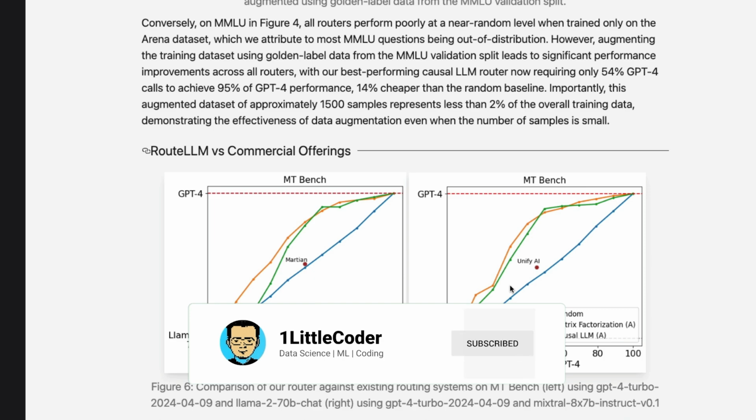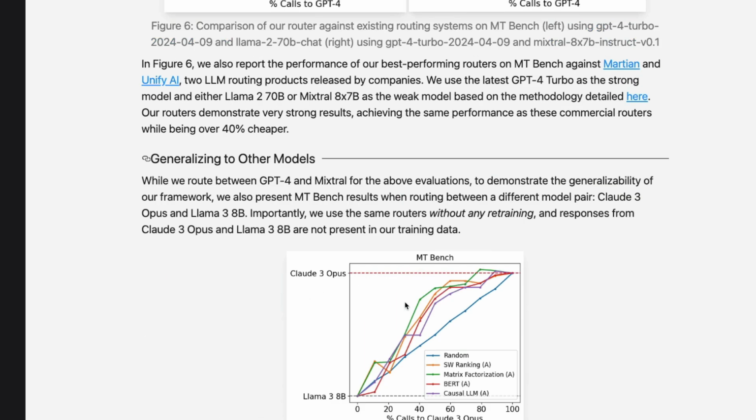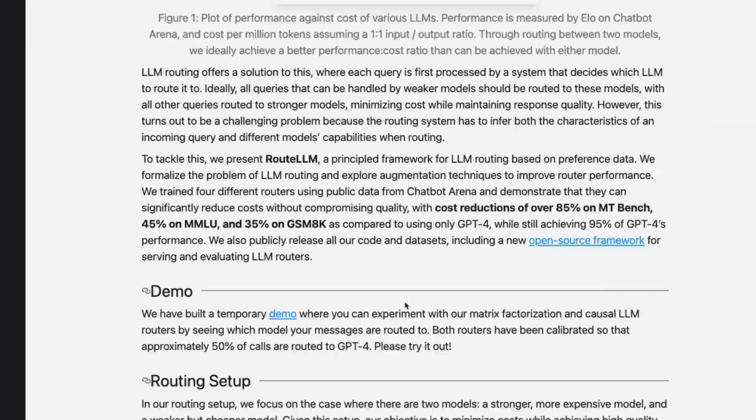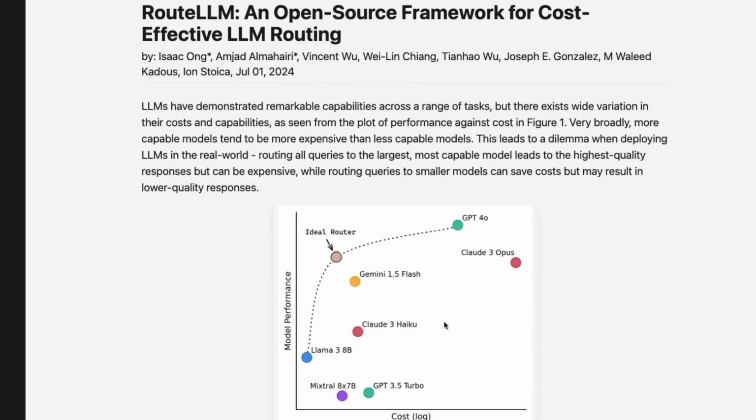So when you put together all these things, one important thing that you have to understand is you are building a router not just to save cost, but also you don't want to compromise on the accuracy or the scores that it is going to provide. That is very important, because you are trying to significantly reduce the cost, but without compromising the quality. So cost reductions over 85% on MT Bench, 45% on MMLU, while 35% on GSM 8K, as compared to only GPT-4. Again, this is not using GPT-4 Turbo as a baseline. This is using GPT-4. But overall, I would say this is a very interesting approach.